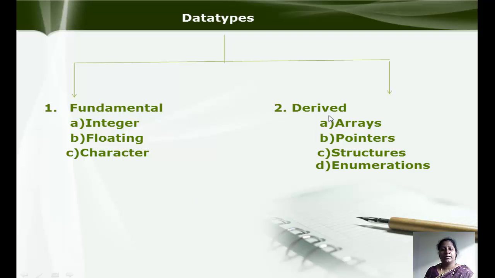Under fundamental data types, you'll have the integer data type, which is used for storing a whole number. Secondly, you will have a floating point data type, which is used for storing a number with a decimal part. And third is a character data type, which is used for storing any character. Under derived data types, you'll have arrays, pointers, structures and enumeration.